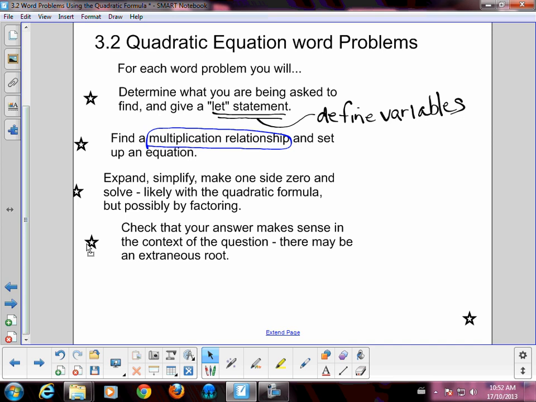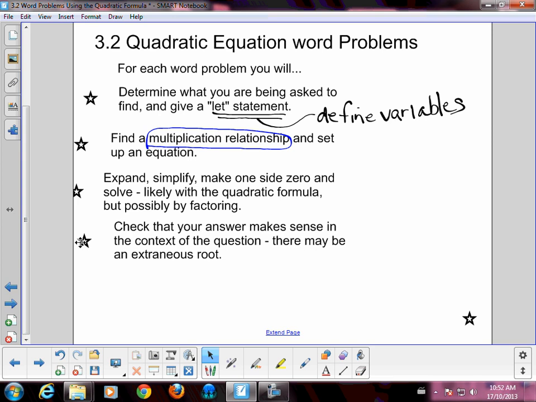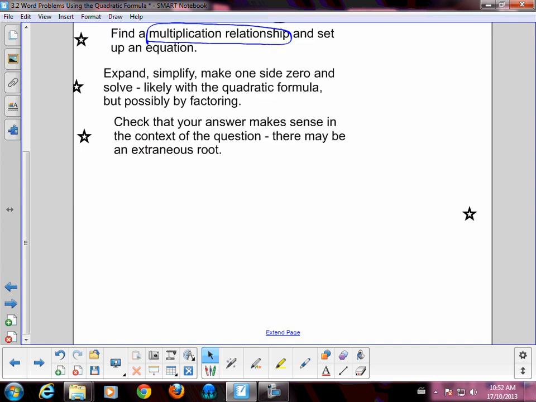Then you need to check that your answer makes sense, especially in the context of the question. So if you were finding the height, for instance, of a flower, and your answer turned out to be 8 meters, the chances are it doesn't really make sense in that situation. And then make sure when you're doing word questions that you're also providing a concluding sentence that sums up what you have found.